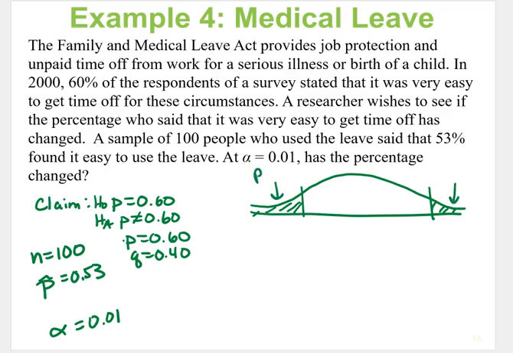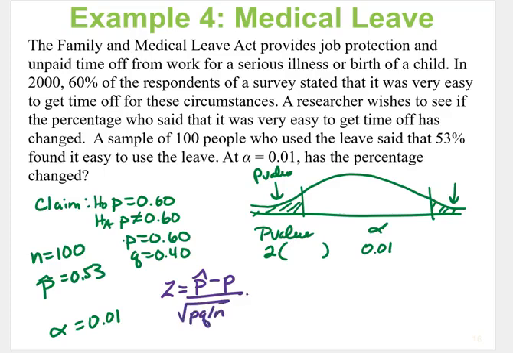Remember the tails are going to be identical, so the p-value is going to be two times this area. I'll write that below it. The p-value is 2 times that area, and then we're going to compare it to alpha, which is 0.01. Let's get that test statistic out right away. z equals p hat minus p over the square root of pq divided by n. So our p hat is 0.53 minus our p, which is 0.6, divided by the square root of 0.6 times 0.4 divided by 100, all under that radical in the denominator. That turns out to be negative 1.43.